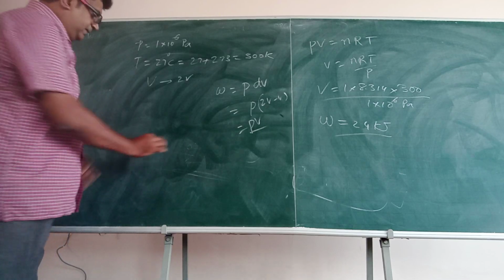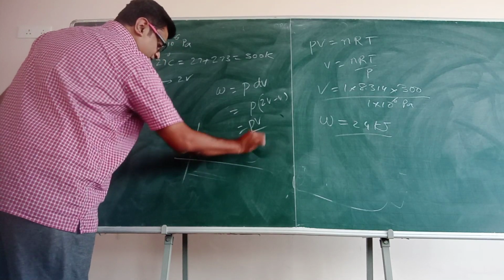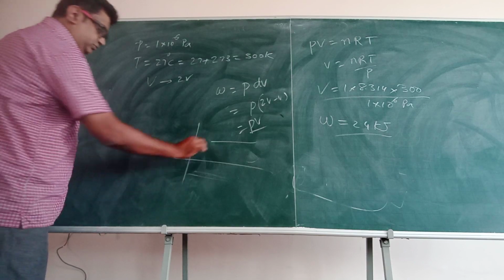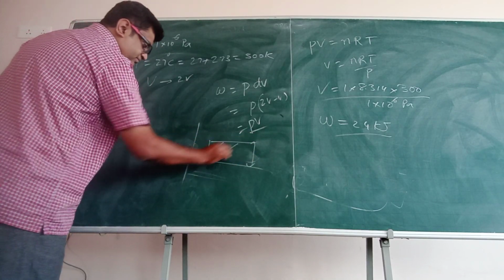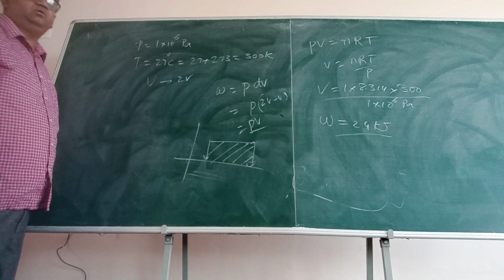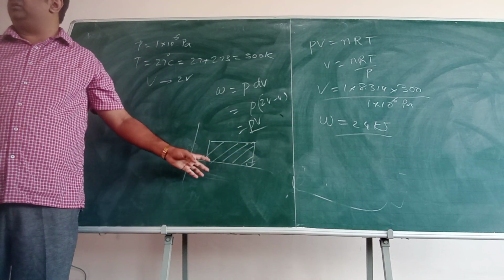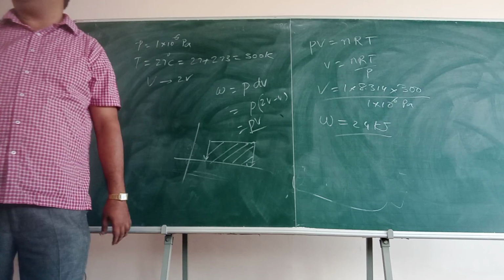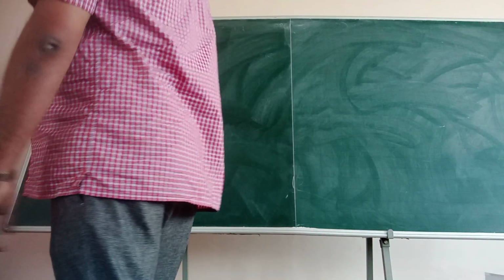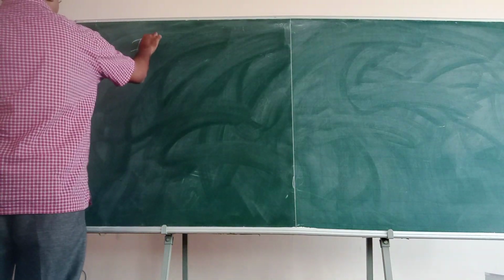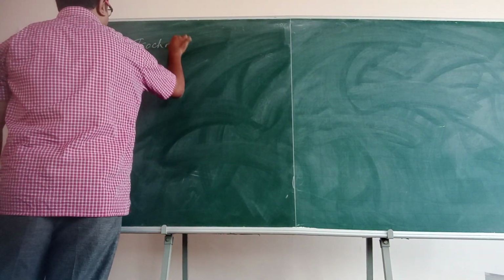So in the isobaric process, this is the graph. This is the initial volume, this is the final volume. What is the work done? Only this area is the work done, no? This is what you have done now. Just write it down. So next is the isochoric process.